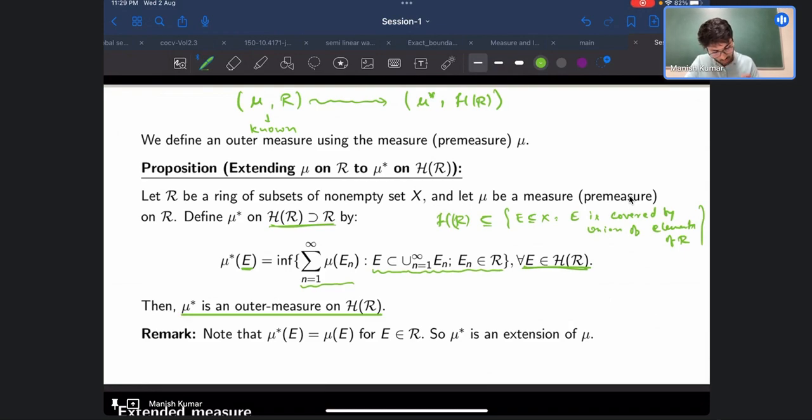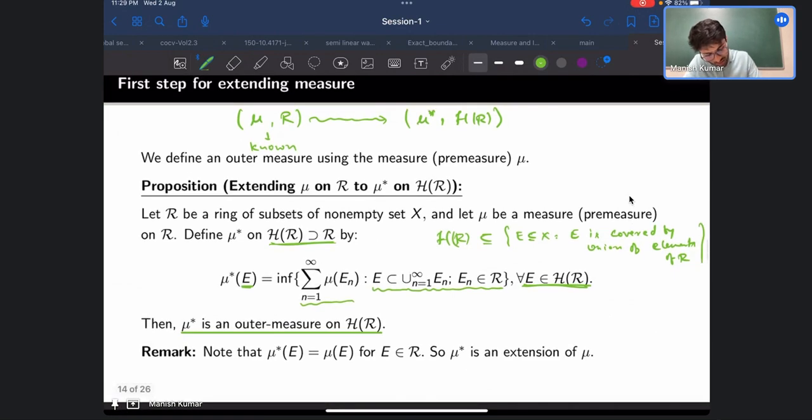Now I was saying that I am extending it. So mu is being extended to some other function. Clearly you can see that H of R contains R. That means the domain of mu star is larger. R is contained in H of R, so the domain of mu star is larger.